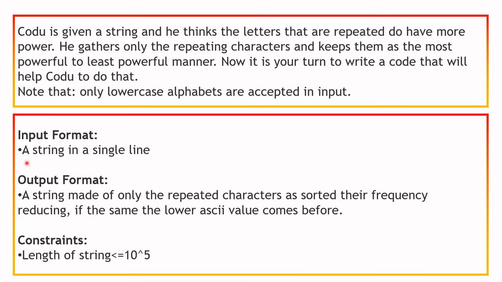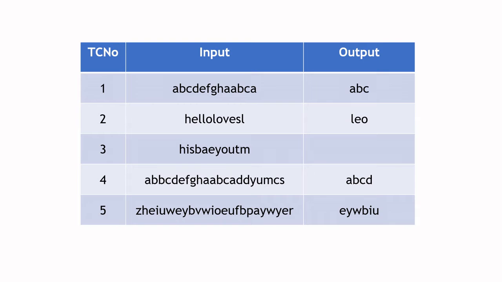The input format is a string in a single line, and the output format is a string made of only the repeated characters, sorted by their frequency in decreasing order, with the lower ASCII value coming first. So for example, if Z is repeated 4 times and R is repeated 4 times, the output should be RZ. Okay, so we'll check the test cases.